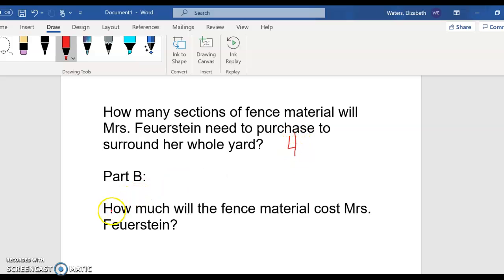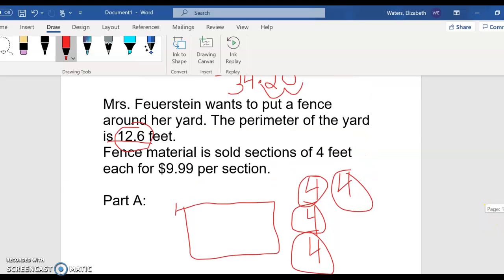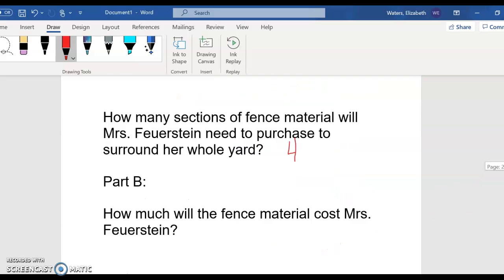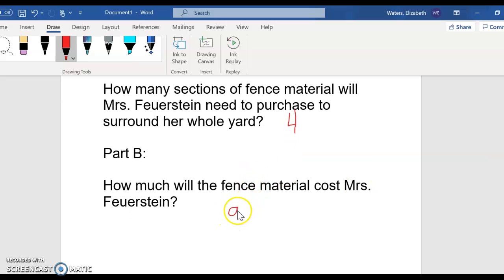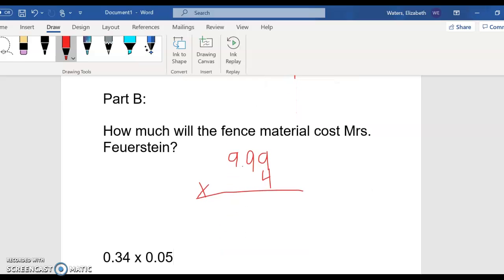Let's look at part B. How much will the fence material cost Miss Feuerstein? Okay, so each section is $9.99. And I'm buying 4 sections. So you know what that is? That is $9.99 times 4. So I can actually multiply it, or I could do repeated addition. I could do $9.99 plus $9.99 plus $9.99 plus $9.99, or I could just multiply. So I'm going to come here and I'm going to just multiply.